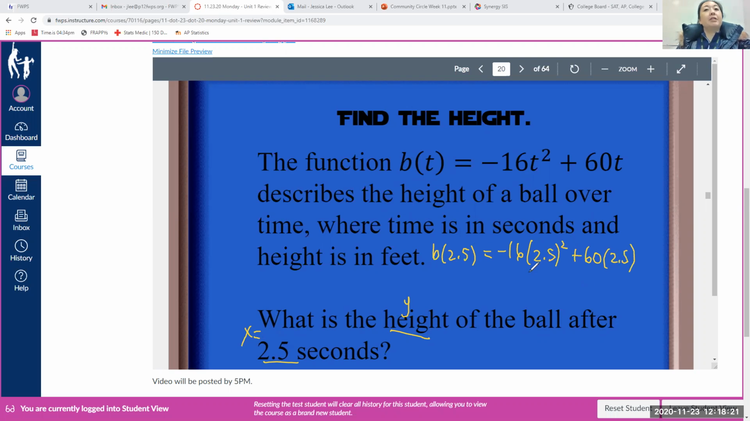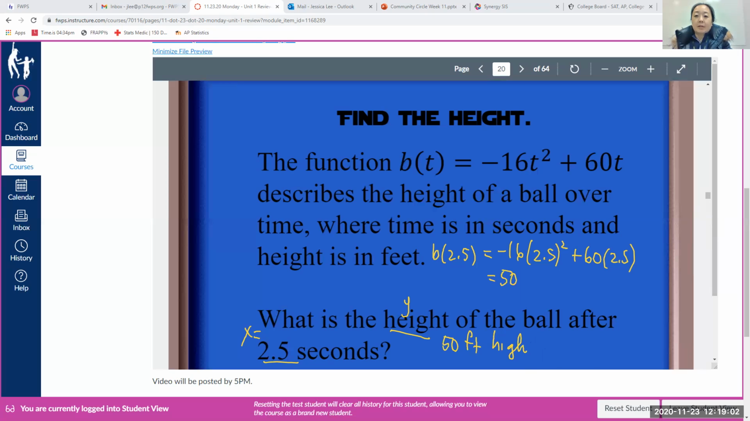And then order of operations, so calculator: 2.5 squared times negative 16 plus 60 times 2.5. If you have a calculator that writes it out for you, it knows the order of operations. It's already been programmed with that, so you can do that. Ooh, I get 50. So this is going to equal 50 feet high. Okay, 2.5 seconds.